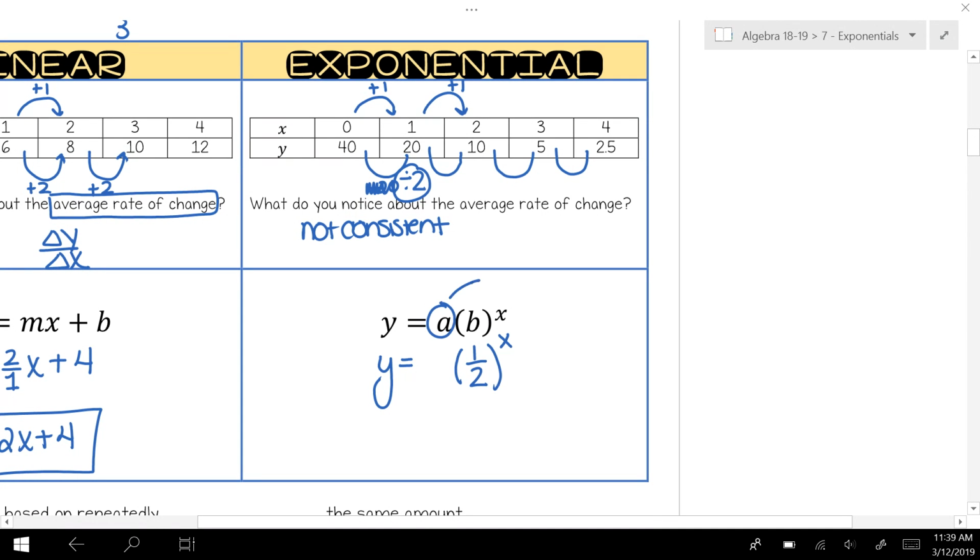But now I still need that a. That a represents my starting point, my y-intercept. So again, you're looking at the 0, and my starting point is 40. If you were to type this in on the calculator to graph it, you would type in 40 times parentheses 1/2 to the x in the exponent.